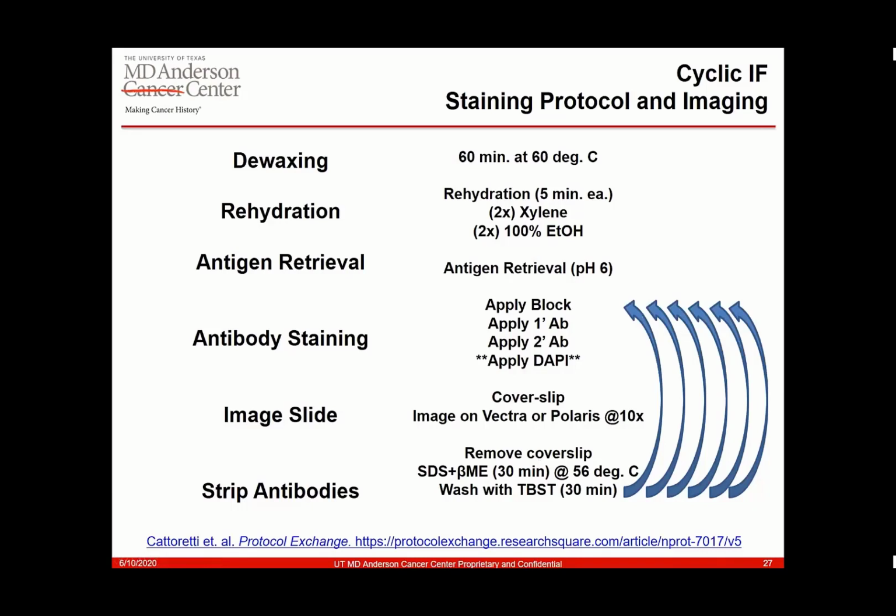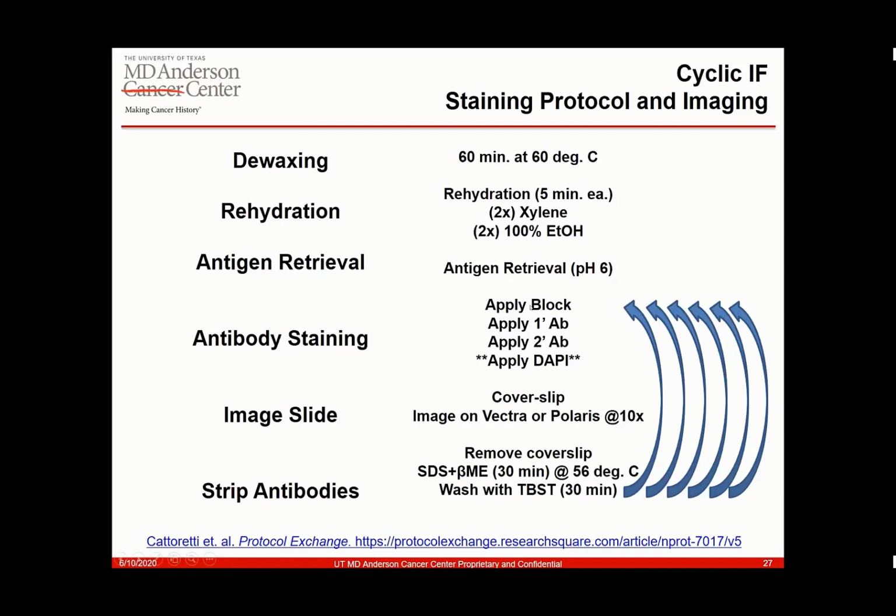Well, we have a Vectra 3, there's a Polaris on another part of campus. We do it at 10x because it's fast. We can get a tissue microarray done in about 20 minutes, and then you decoverslip, okay? And then essentially you incubate at 56 degrees with SDS and beta-mercaptoethanol, sort of the way that you would strip a Western blot. Then you wash with TBST and start all over again.